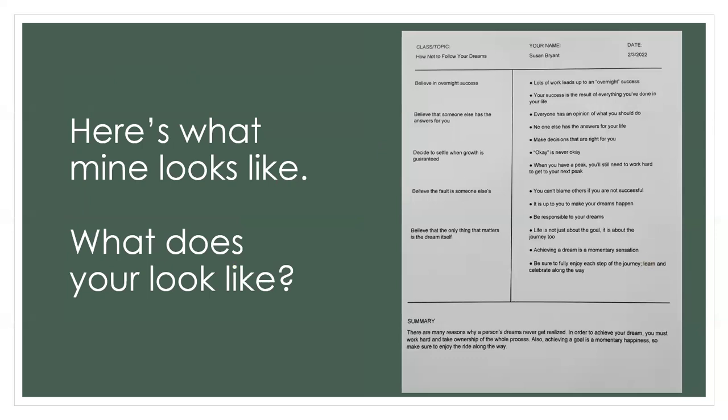Okay, so here's what my Cornell notes look like. At the top, I have the title of the presentation, which was How Not to Follow Your Dreams, my name, and the date when I originally took these notes. The first main idea that she had was believe in overnight success. So hopefully you have that as your first main idea.